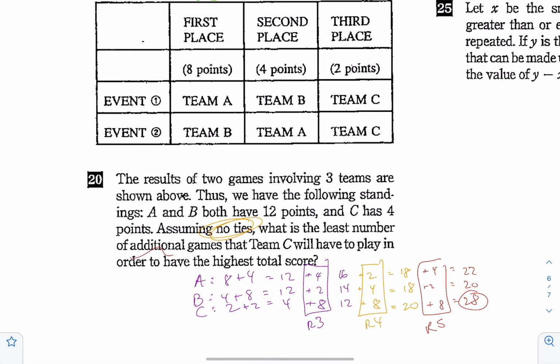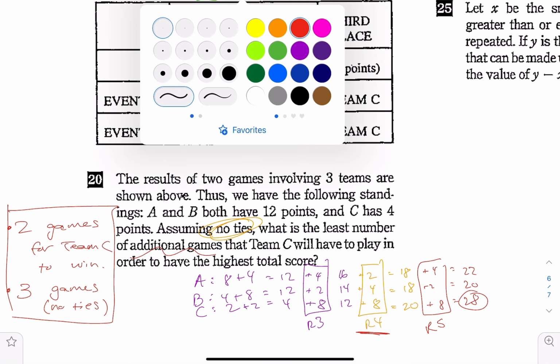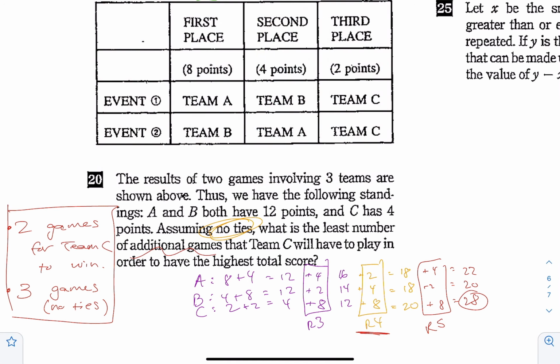So in terms of the additional games, depending on how this question is written, Team C will win after round 4. So 2 games for Team C to win. But there is a tie for the other place. So assuming there are no ties, then it would really be 3 games. So this question is written kind of weird, but those would be the answers here. Again, you just have to make a chart in order to solve this question.